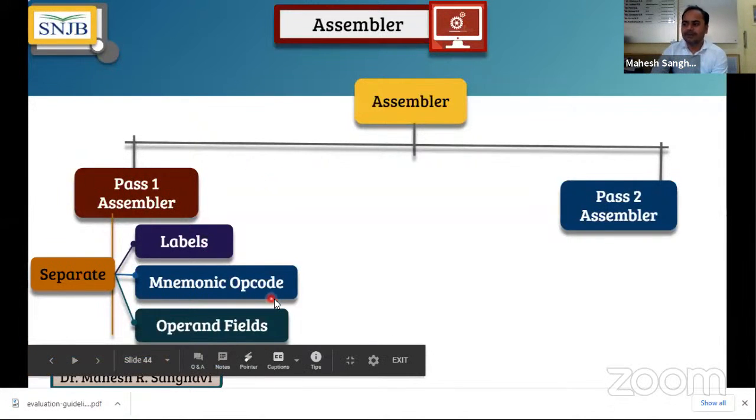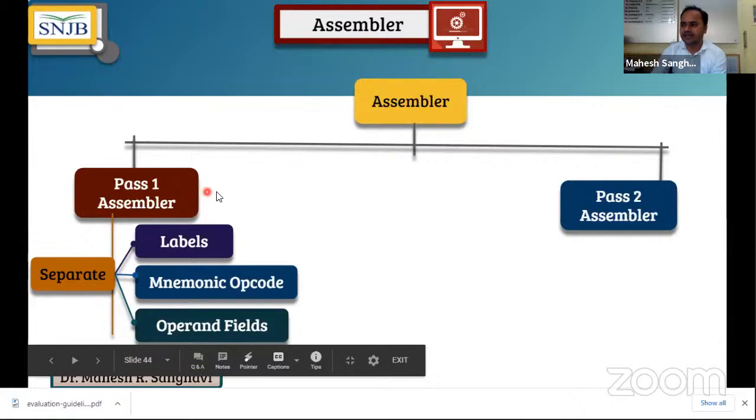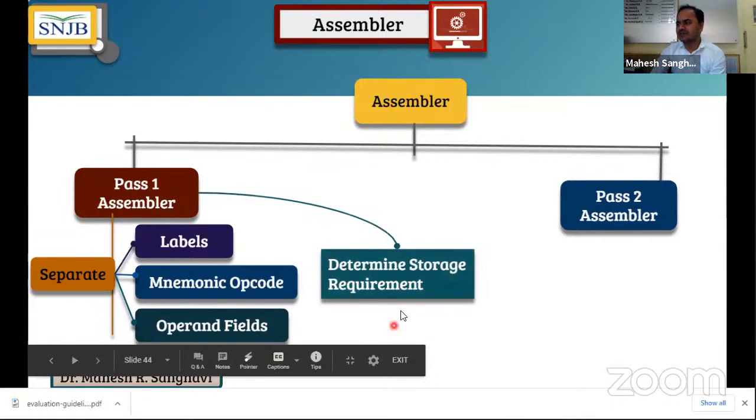Mnemonic opcode means the instruction code, the machine code for that. And in operand fields, we have seen that sometimes there will be a register, sometimes a memory operand, maybe a single operand, maybe two operands. So that is the operand. Separation of these will be taken care of in pass one. Apart from that, pass one will also determine the storage requirement, taking care of how much space is required to store a particular variable. That's the beauty of pass one for this kind of task.